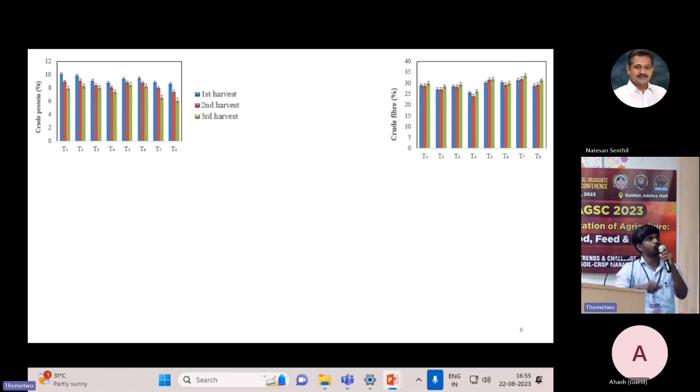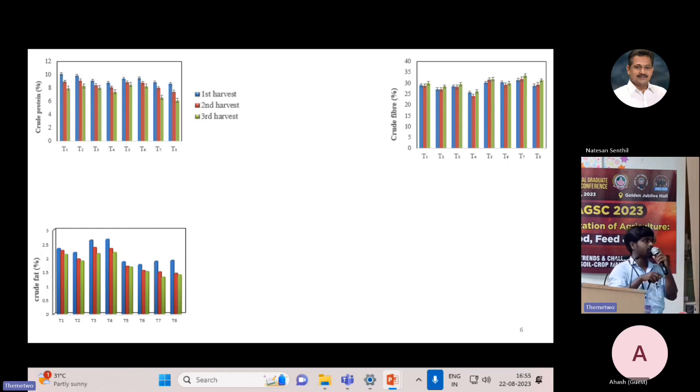Then the second one is crude fiber. It is a part of the carbohydrates, helpful for digestibility of the fodder crops. As nitrogen increases, the crude fiber content decreases. Here the CO5 variety, that is treatment 3 and 7, had the highest crude fiber content, followed by CO6, CO4 and KKM1. Then coming to crude fat content, it is also called ether extract.